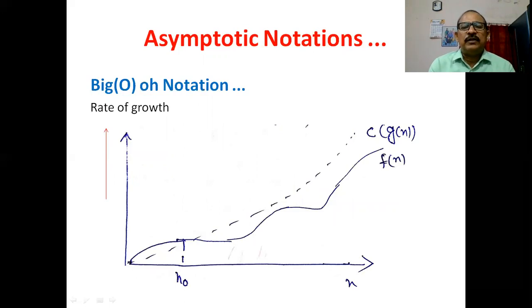In this figure you can see the x-axis represents the increasing value of n, and the y-axis represents the rate of growth. This figure depicts that the growth of the function f(n) does not increase beyond the function g(n). It means the rate of growth of the function f(n) is always less than that of the function g(n) for every value of n greater than or equal to n0.